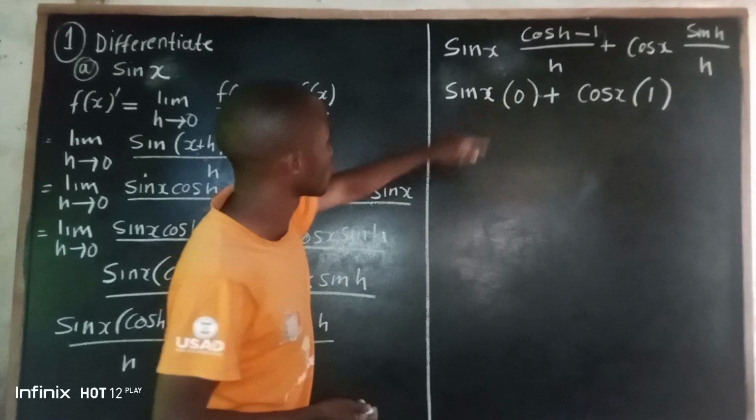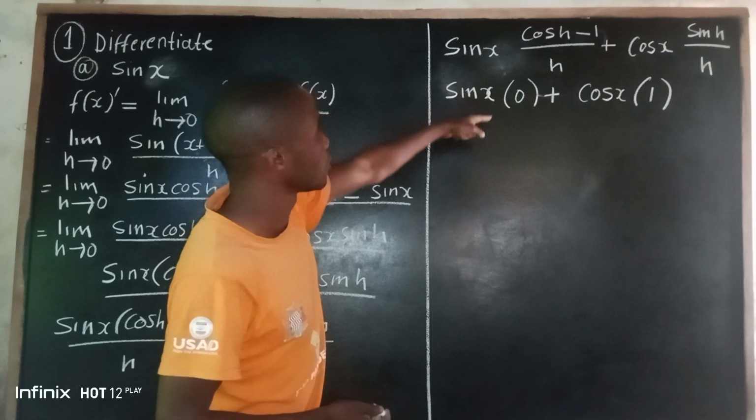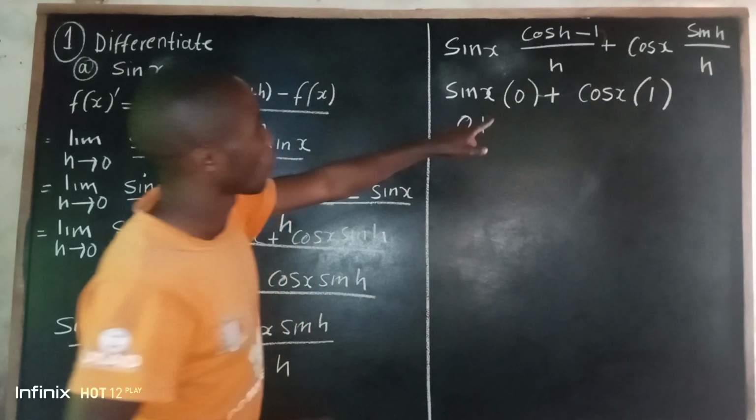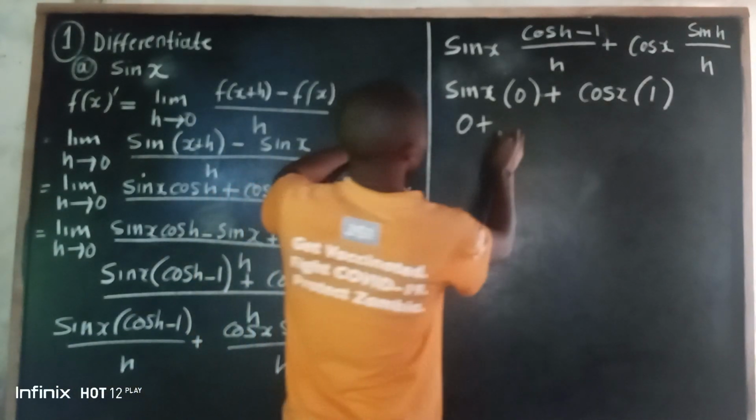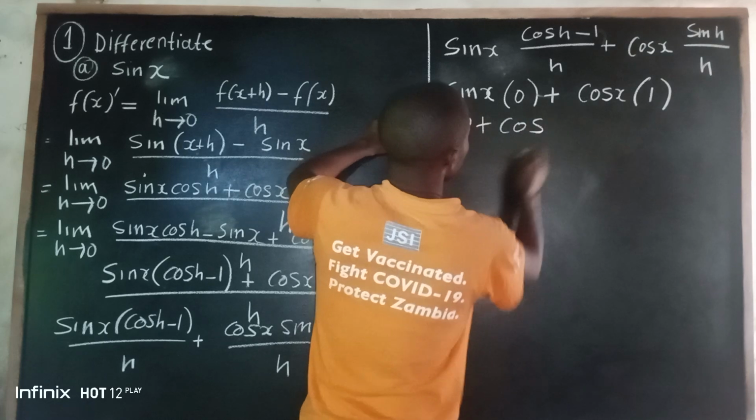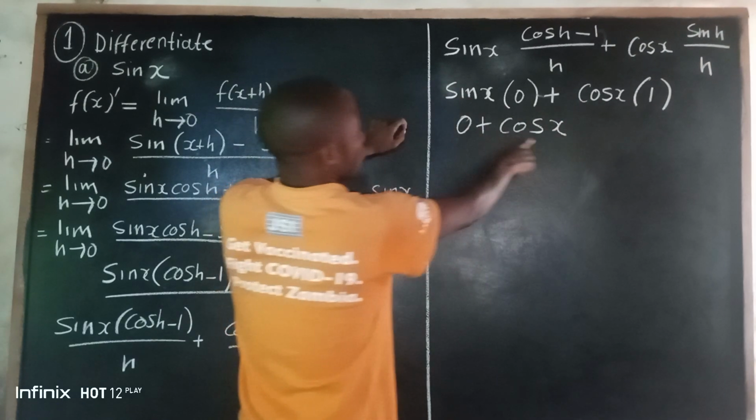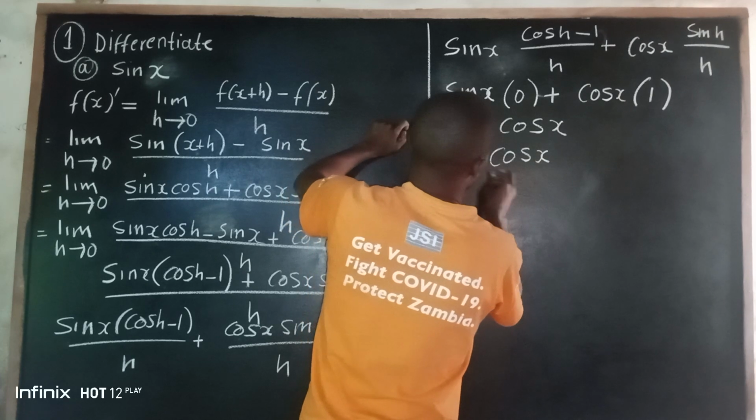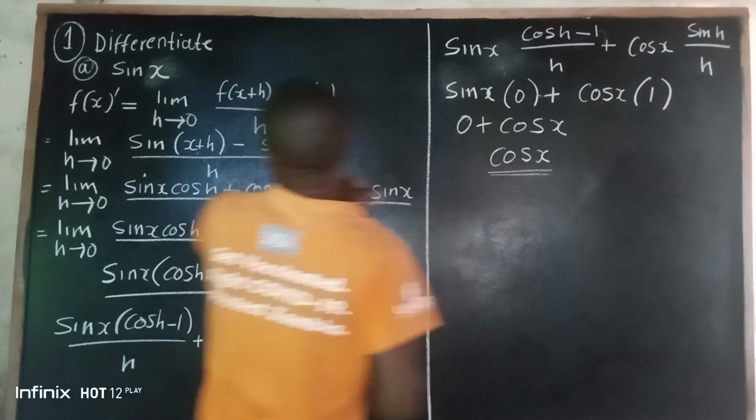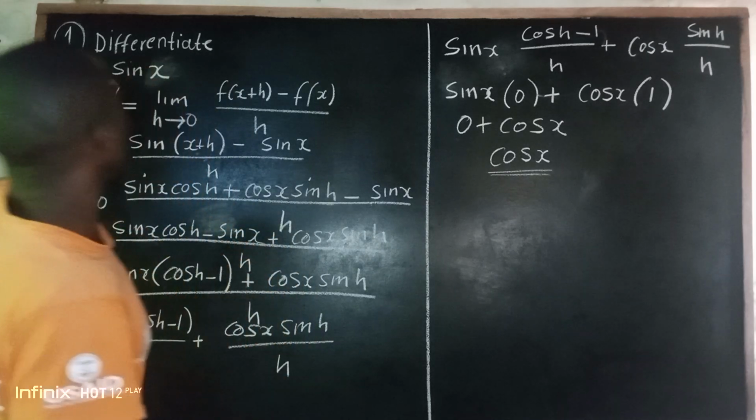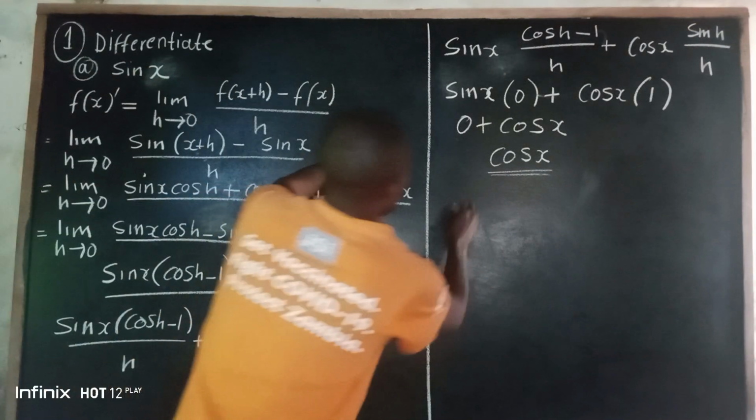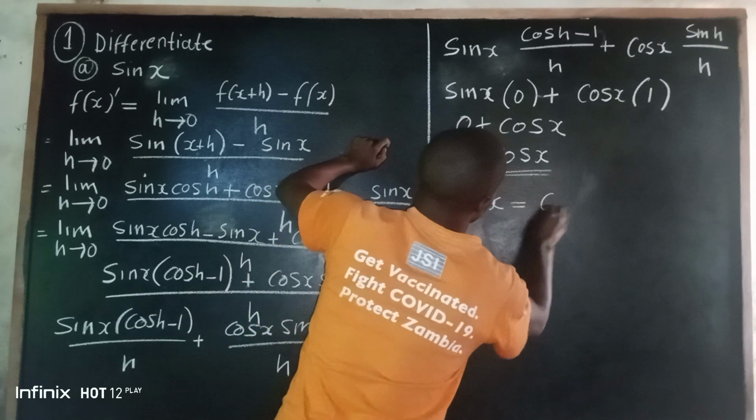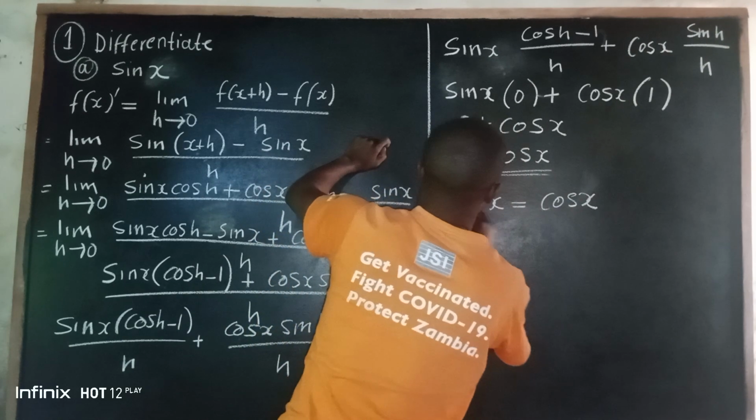Now we can simplify further. We multiply sine x times 0, which automatically gives us 0, plus cos x times 1, which gives us cos x. 0 plus cos x is cos x. Therefore, when you differentiate sine x, the result that you get is cos x.